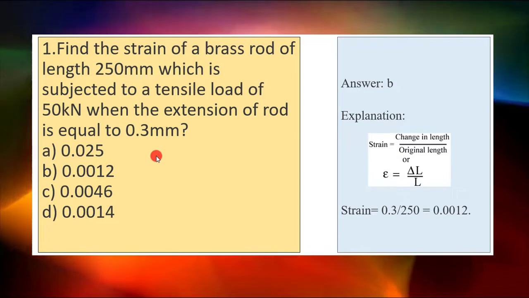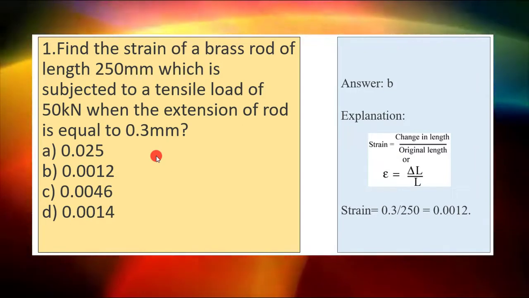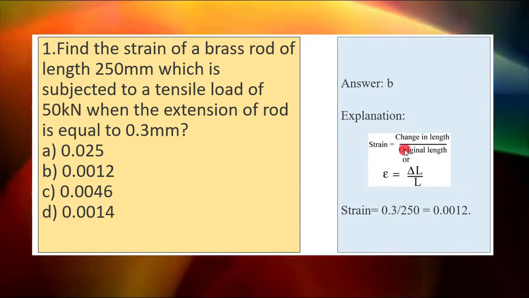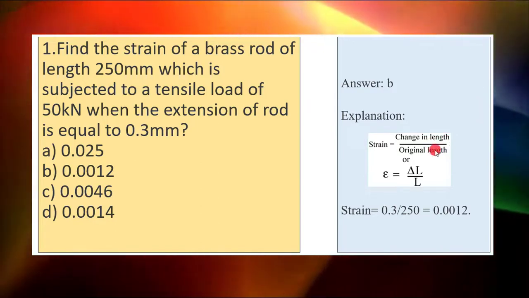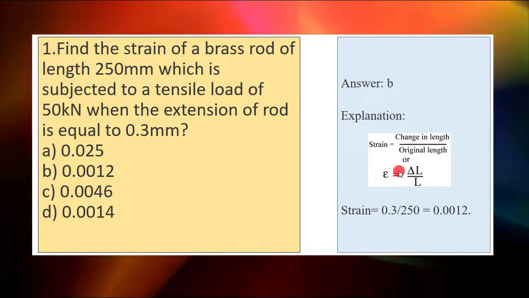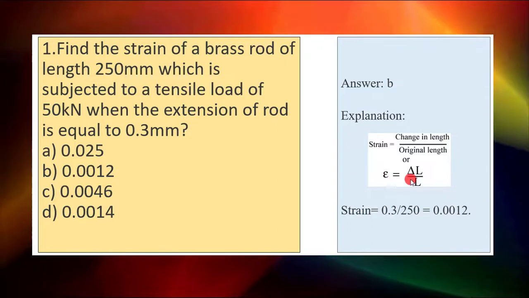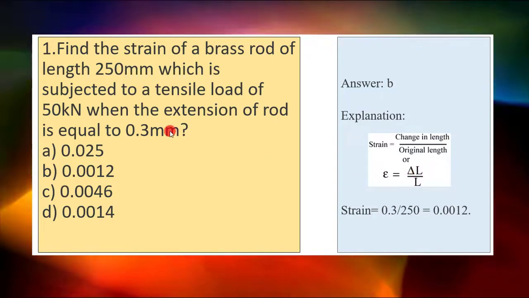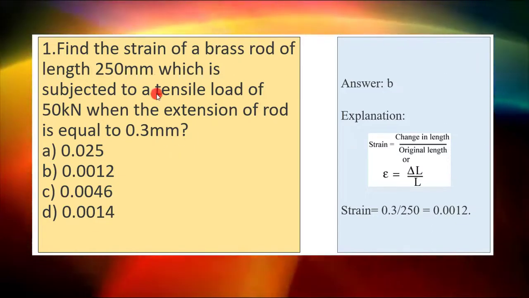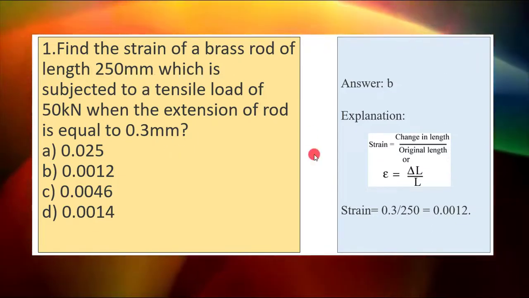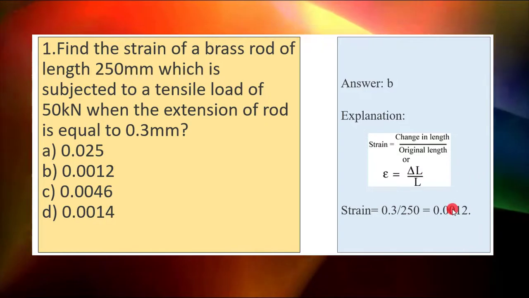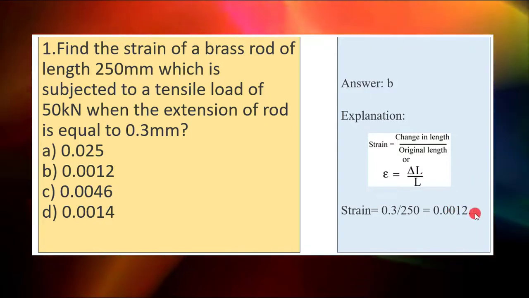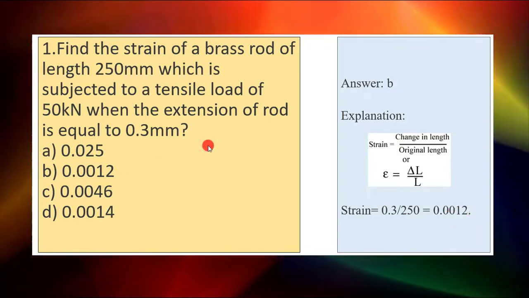Friends, in order to understand this question, we must understand the basic concept of strain. So what is strain? Strain is nothing but the change in length by the original length, denoted by the symbol epsilon, given by delta L upon L. So if we substitute these two quantities, that is delta L 0.3 millimeters and original length 250 mm, into this equation, then we will get the answer as 0.0012. Hence the answer is option B.